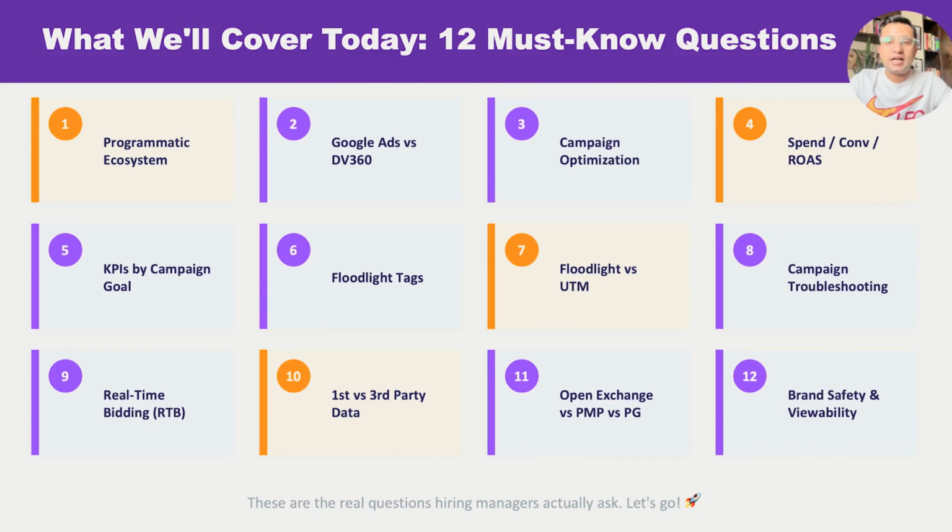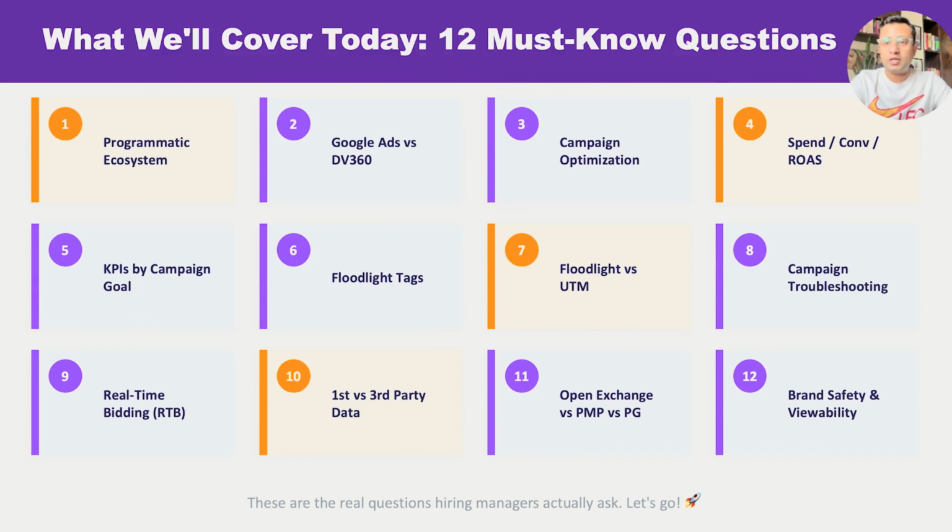What are floodlight tags versus UTMs, campaign troubleshooting, real-time bidding, first versus third-party data, open exchange versus PMP versus PG, and then in the end we'll discuss about brand safety and viewability. These are real questions hiring managers actually ask. I have given multiple interviews for companies like Meta, Google, Havas, Publicis, and I've always been asked these questions. So these are must know questions and answers.